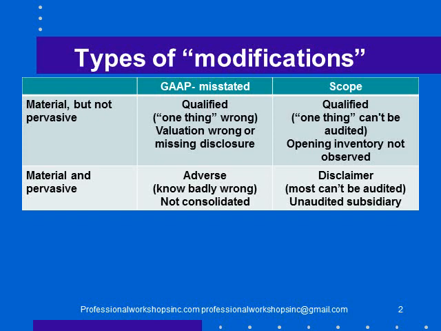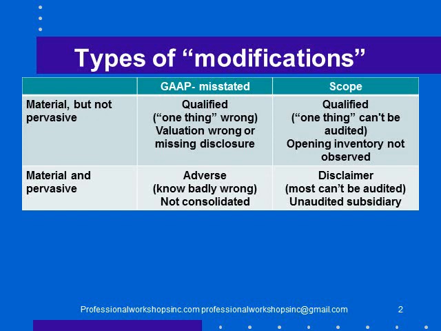Now, there are 4 types of modifications, and they're now called modifications. They used to be called qualifications, but because we call 2 of the modified audit reports qualified, they're now all referred to as modified audit reports. And there are 2 general types, a misstatement due to GAAP or the financial framework we're following, and a problem with scope. And in all cases, it has to be material. If it wasn't material, we wouldn't bother qualifying the audit report.